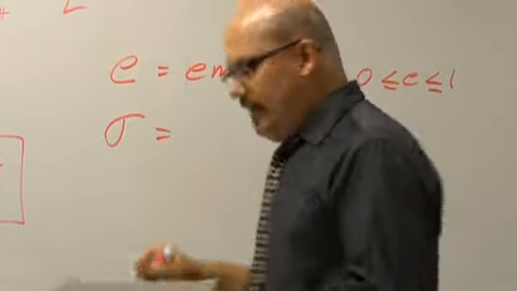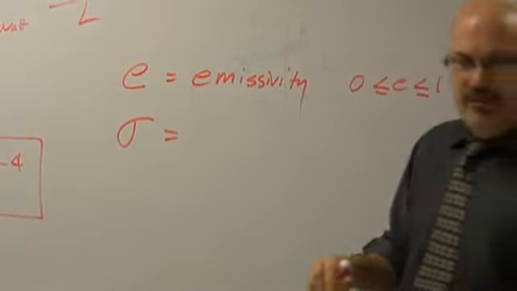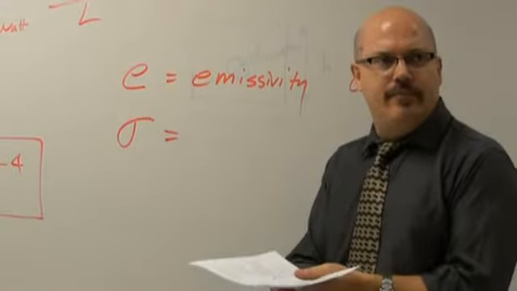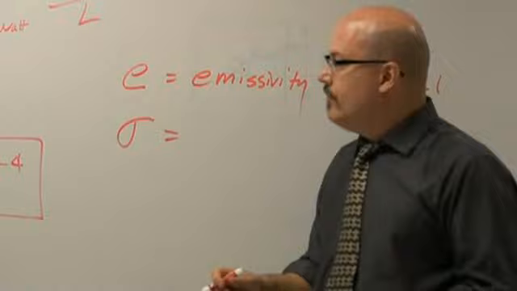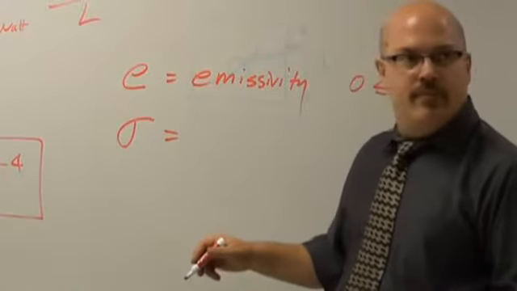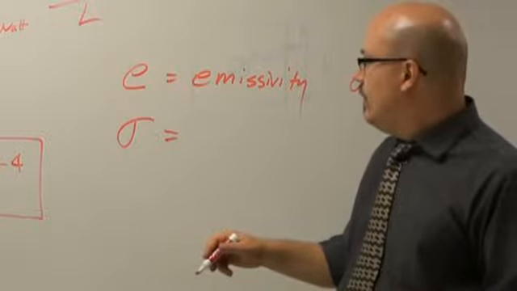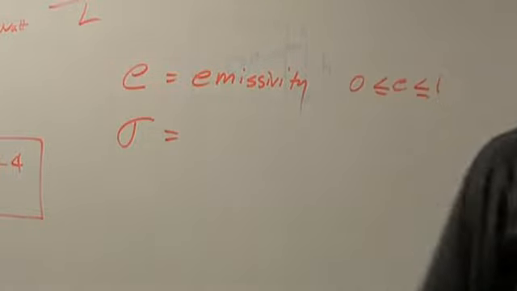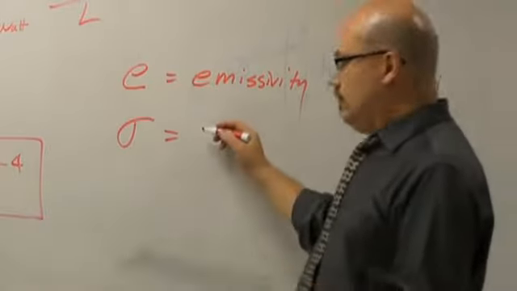Sigma is a constant. I believe it's called the Stefan-Boltzmann constant, if I remember correctly. Is that like 5.6? When you draw your sigma, is it like a slanted 6, or is it like two different sticks? No, it's like a slanted 6. It's all one movement. Okay?